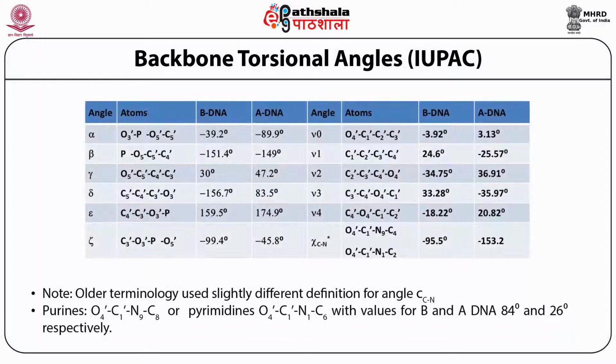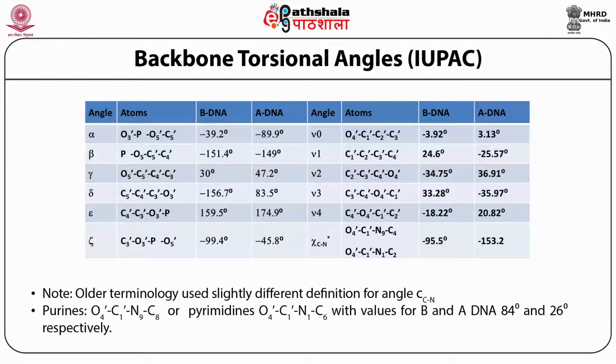We show in this slide the backbone torsional angles in IUPAC notation. Shown here are the 4 atom sequences which define each backbone torsional angle: alpha, beta, gamma, delta, epsilon, zeta. Their values for B-DNA and A-DNA are given. We also show torsional angles in the sugar ring and their values for B-DNA and A-DNA.